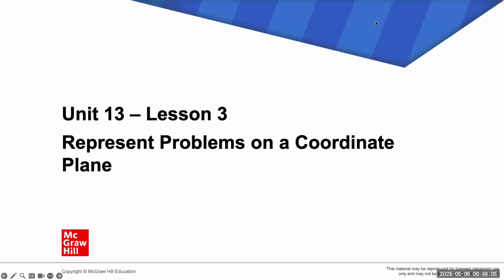Hi there. Today we're going to work on Unit 13, Lesson 3, representing problems on a coordinate plane. We'll see how we can use a coordinate plane to answer questions about data we don't have.